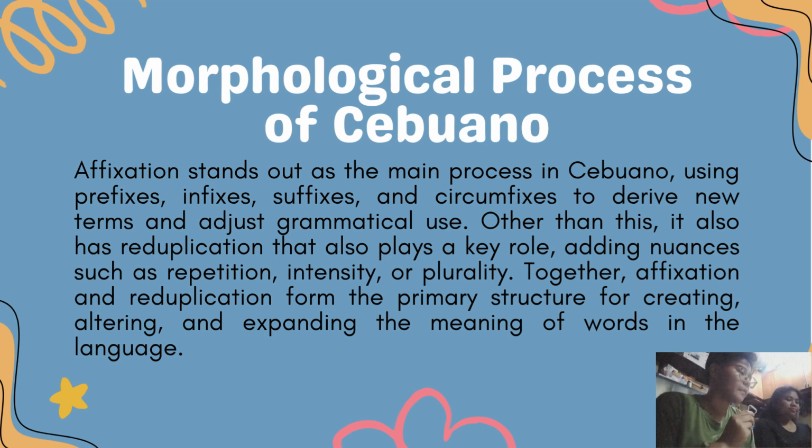Examples are luto, meaning cook, which will turn into magluto, meaning will cook. We also have dako, which means big. It will turn to pagdako, meaning growth, or madako, meaning can become big.